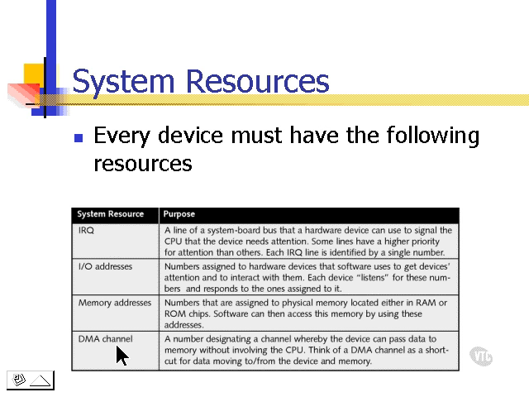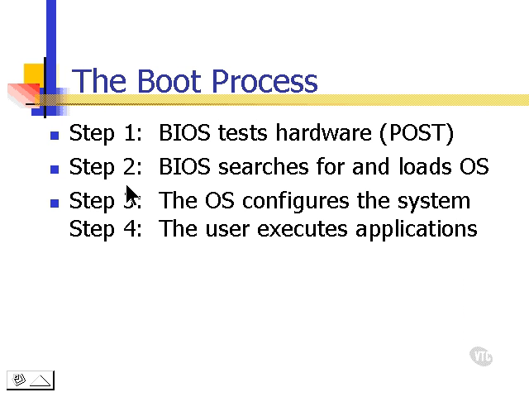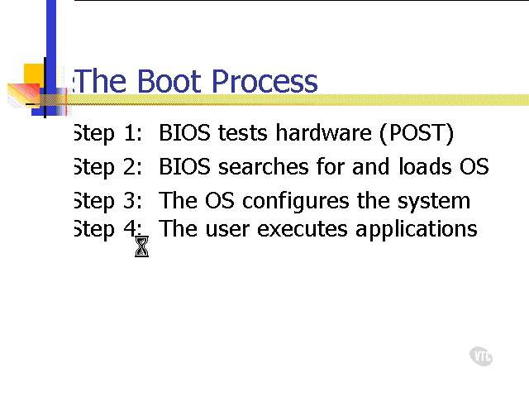Now let's take a look at how the boot process works. First, we'll take a look at an overview, and then we'll look deeper into each step. Step number 1, BIOS tests the hardware. This is called the POST test, or power on self test. In step number 2, BIOS will search for and load an operating system. In step number 3, the operating system will configure the system. And then finally, in step number 4, the user will execute an application which pulls the whole thing together. So now let's take a look at each step closer.